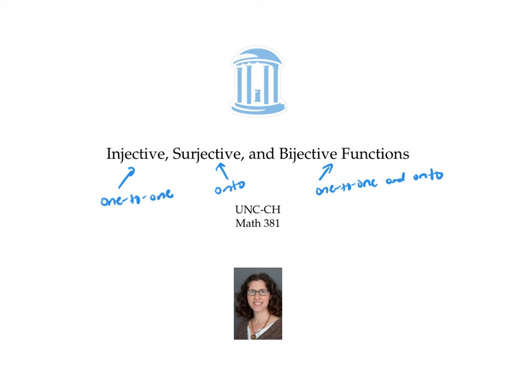In this video, we gave definitions for a function to be injective, or one-to-one, surjective, which is the same as onto, and bijective, which is both. And we gave some examples of functions that have those properties and functions that don't.